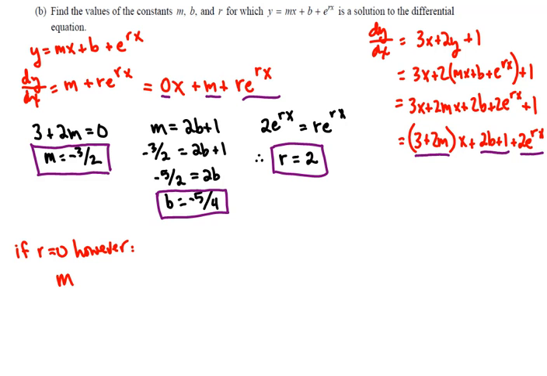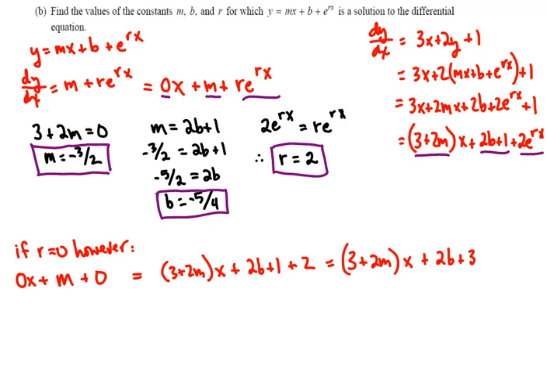because you have 0 times x plus m plus r e to the rx, and the first term is 0, the last term would be 0. You'd end up with an m on the left hand side. Or we could still write that as 0 times x plus m, and plus 0 if we wanted. Then on the right side, because r is equal to 0, everything would be the same, but 2e to the rx would now just be 2 when r is equal to 0. And combining like terms, we'd get 2b plus 3. And so we're still going to get 3 plus 2m is equal to 0.